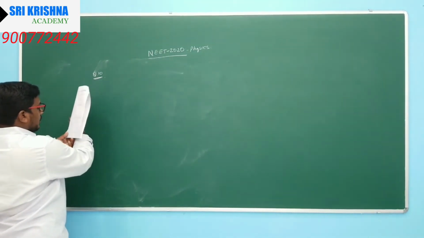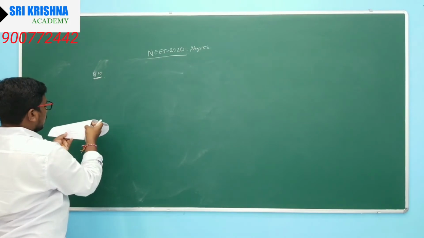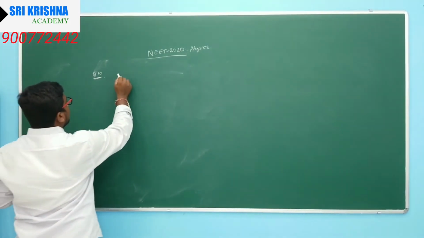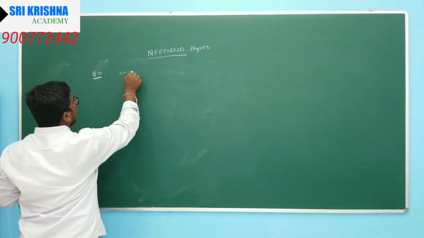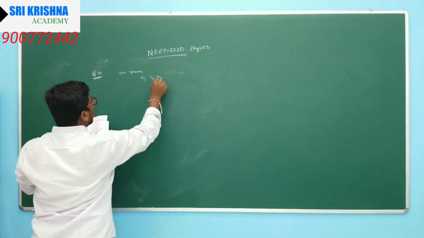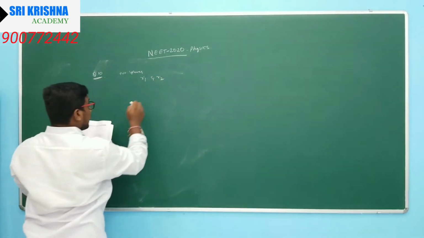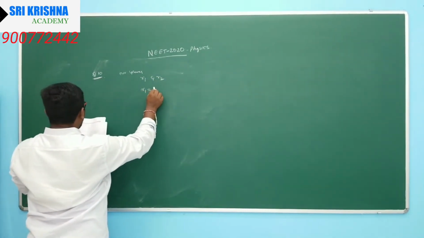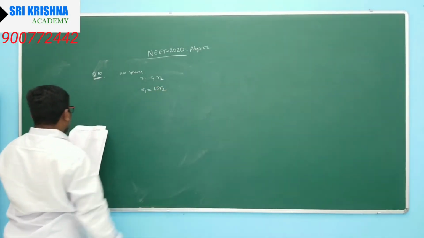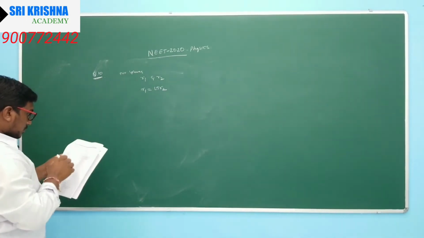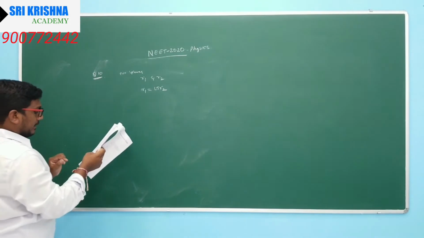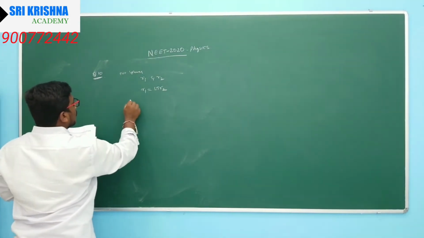The quantities of heat required to raise the temperature of two solid copper spheres. There are two spheres of radius r1 and r2. The relation between r1 and r2 is given: r1 is equal to 1.5 r2. It is asking how much heat is required to raise these two spheres by 1 Kelvin.